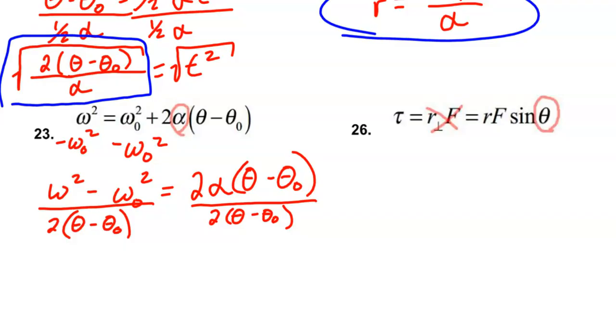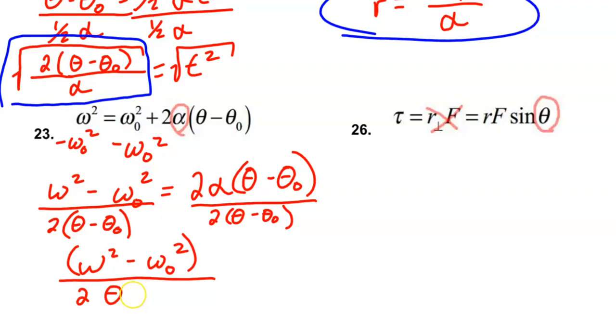And is the party over? I think the party's over. That's really it. You could put those in parentheses if you wanted to. 2 theta minus theta here.